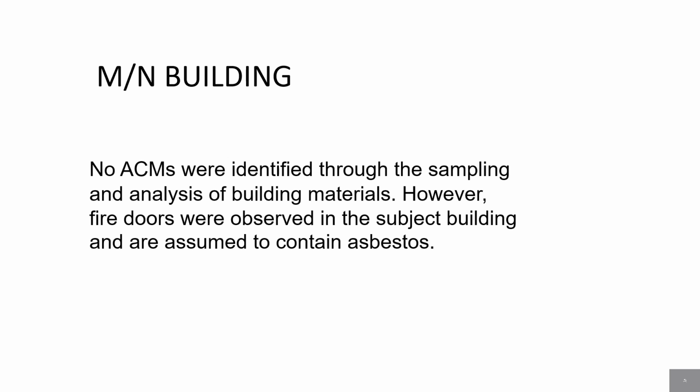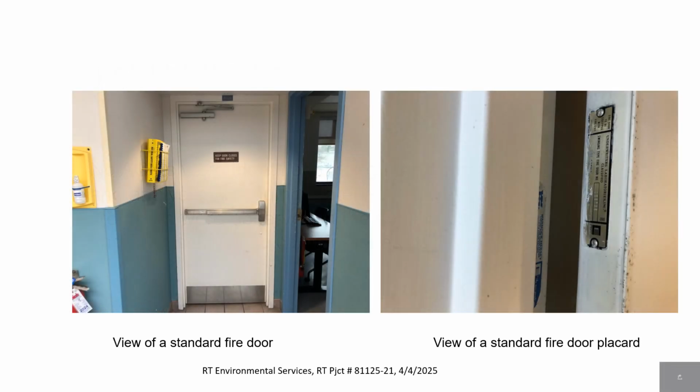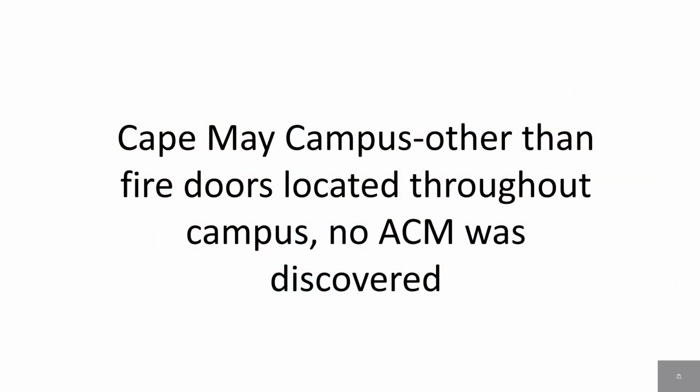No asbestos-containing materials were identified in M and N building. However, fire doors were observed in the building and are assumed to contain asbestos. This is a view of a standard fire door in M building and a view of the placard. Other than fire doors located throughout campus that are PACM, no ACM was discovered during the survey at the Cape May campus. East Campus.